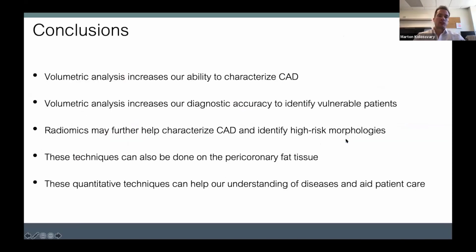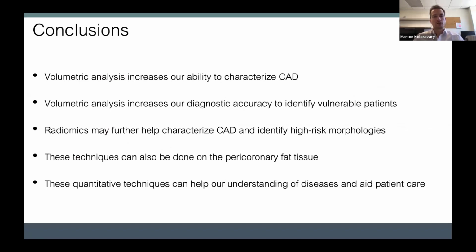So in conclusion, we can basically say that volumetric analysis increases our ability to characterize CAD. And using the tools of Medis, we're able to extract these features, using that volumetric information for radiomic analysis. And it seems that these analyses are able to further characterize patients and their disease to identify, for example, high-risk morphologies, or, for example, to identify new pathways of plaque progression.